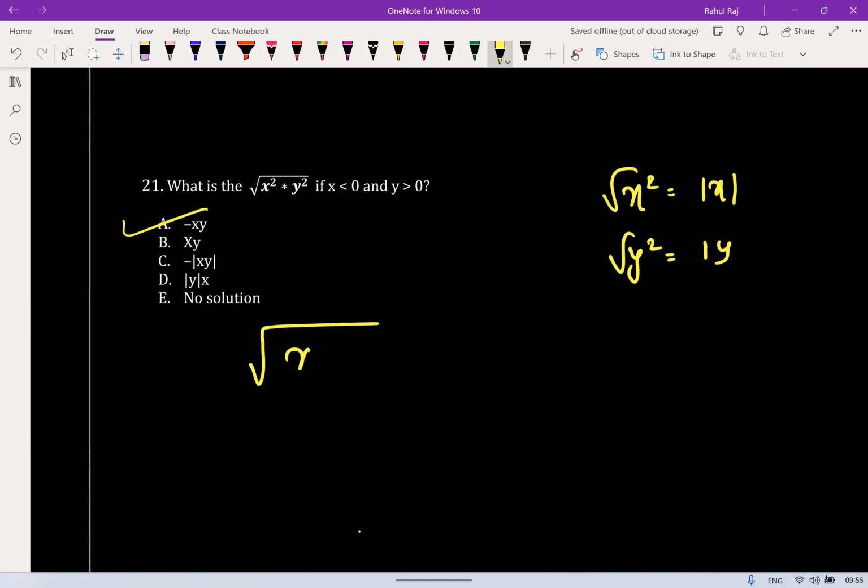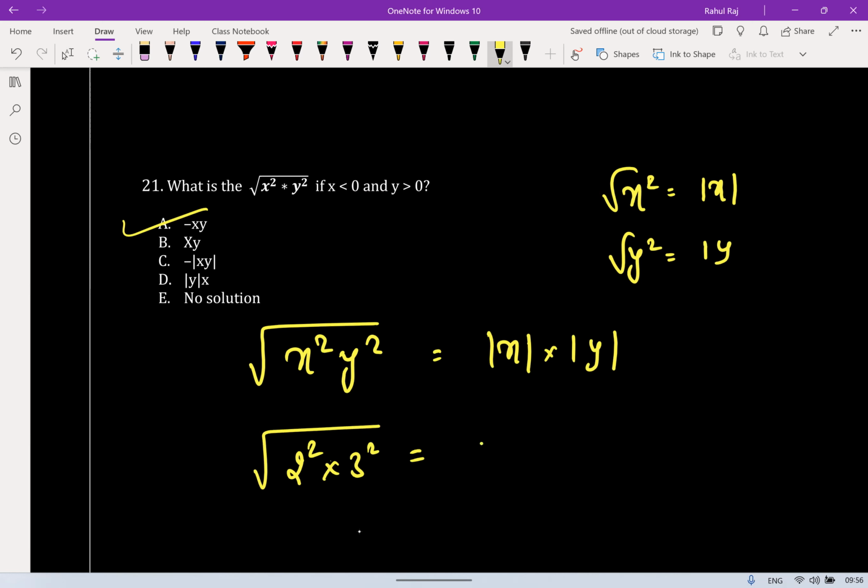It says root x square y square. Can I say this is mod x cross mod y, Alexa? Now, if you don't understand this, come here. Let's separate it out: 2 square into 3 square. Can I write it as just 2 cross 3? Either you write 2 cross 3, which gives 6, or you multiply early, 4 into 9, that is root of 36, which is 6. So either you do this or you do this. It's technically the same thing.